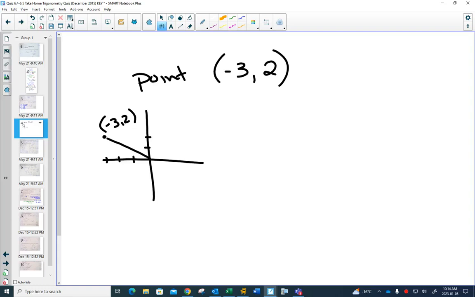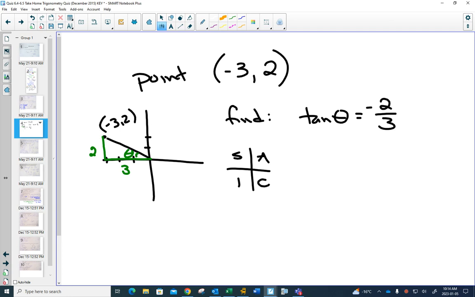So if I give you a point, I might ask you, could you find tan of theta? Well, I could draw the triangle to the nearest x-axis, label my reference angle. I would know that this length is 3 and this length is 2. And so if it asked me to find tan of theta, I would know that tan is opposite over adjacent, which would be 2 over 3, but because it's in quadrant 2, tan would have to be negative.